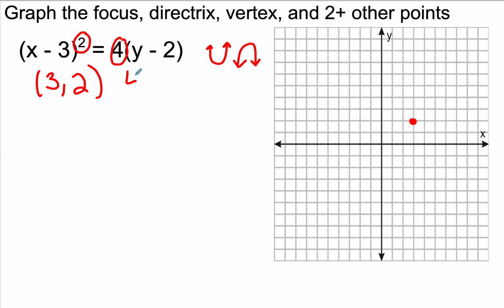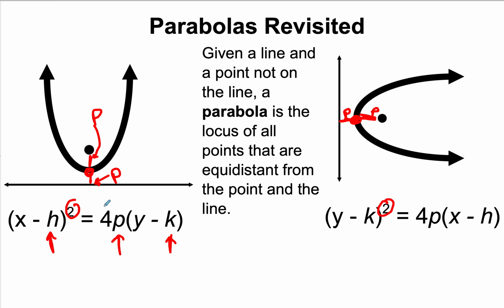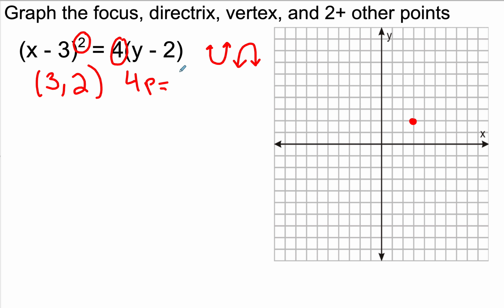Now, here's our 4p. So we come over here. We know that 4p is equal to 4, because if we come back and look at this formula, the thing in front of the y is 4p. So 4p is equal to 4. So we solve for p. We get p is equal to 1.